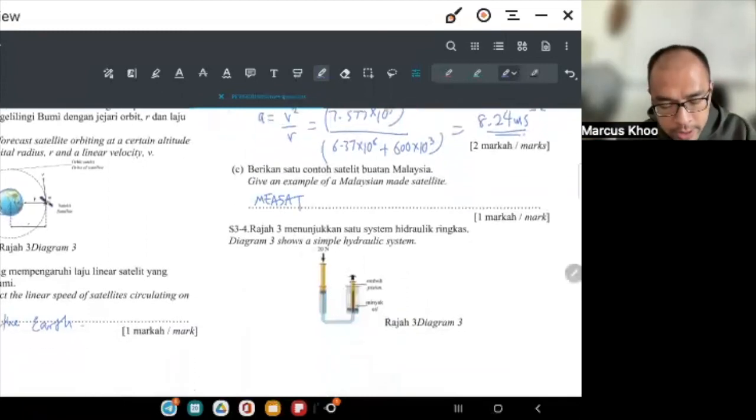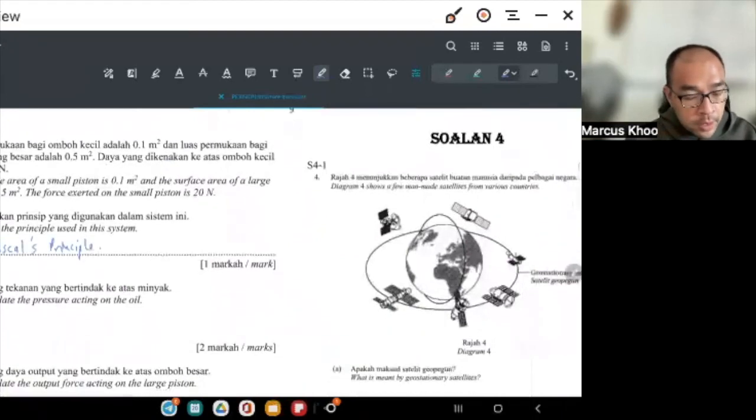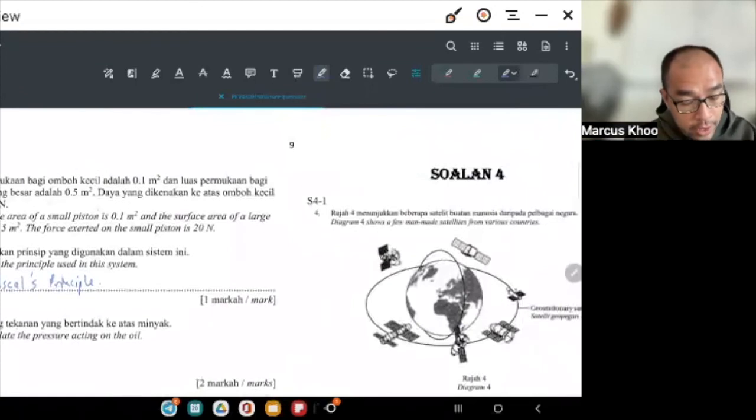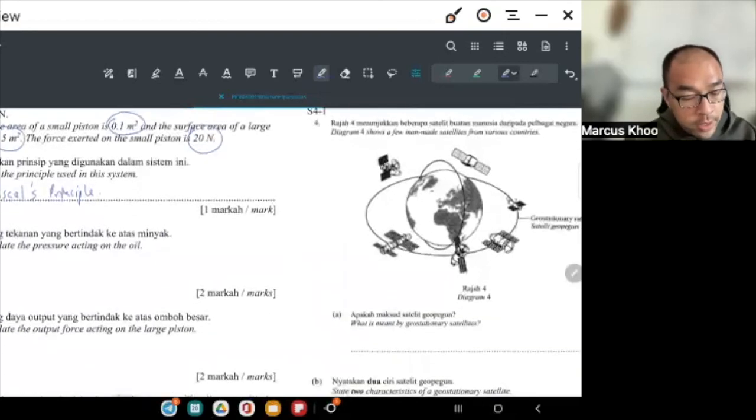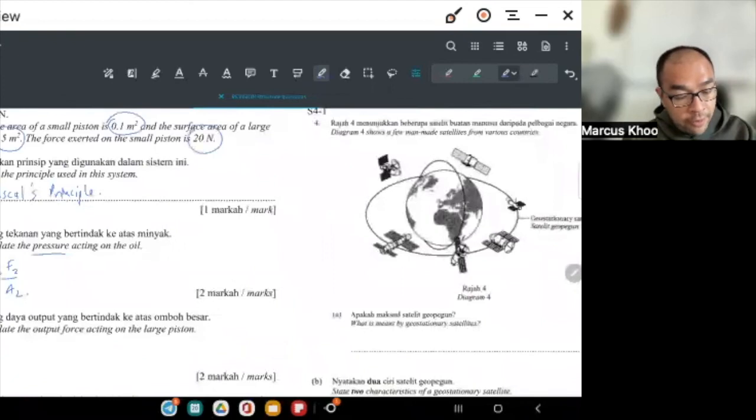Next, a simple hydraulic system, where the input force is 20 newtons. Whenever you see a hydraulic system, obviously it will be Pascal's principle. The pressure acting on the oil: the small one is 0.1, the big one is 0.5, and the small one's force is 20. So this will be F1 over A1 equals F2 over A2. You want to calculate the pressure that is acting on the oil. So F1 is 20 over 0.1 equals F2, which you want to find, over 0.5.